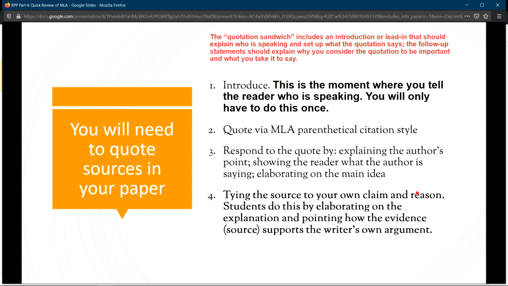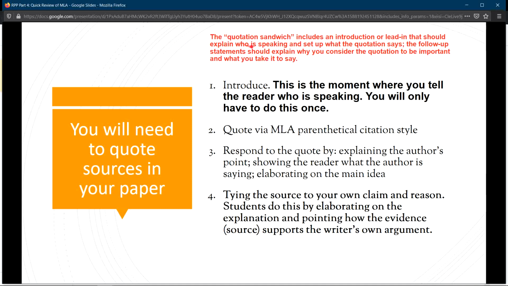Okay. So, this is a quick little refresher. If you need a more in-depth revisitation of quotation sandwiches, I also talk about quotation sandwiches during the mapping essay invention. This is just a quick mini review that I'm doing here.